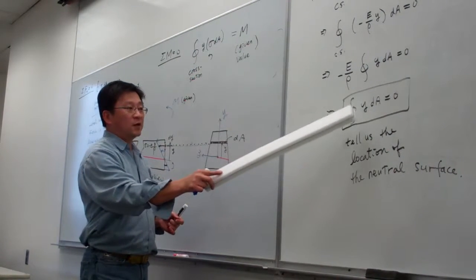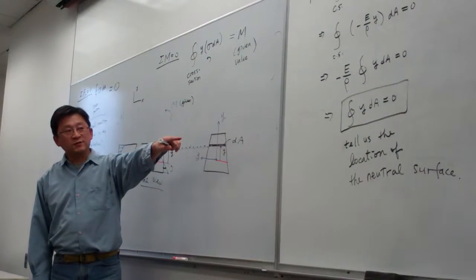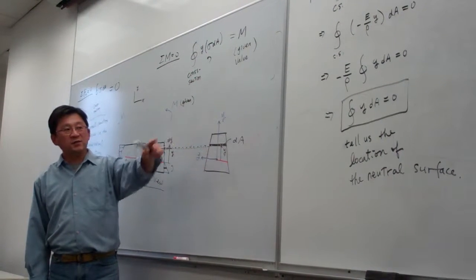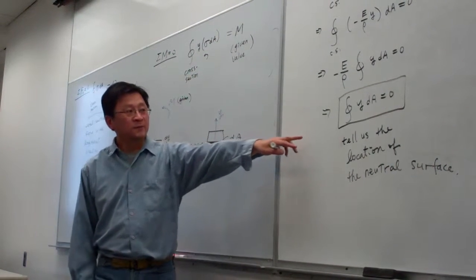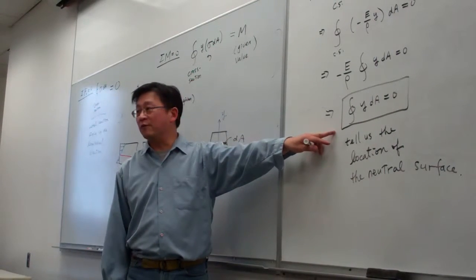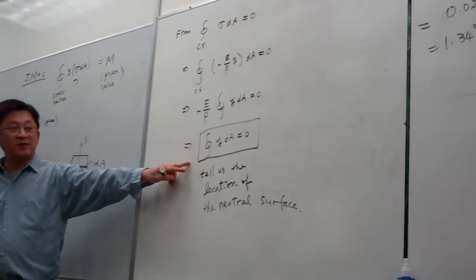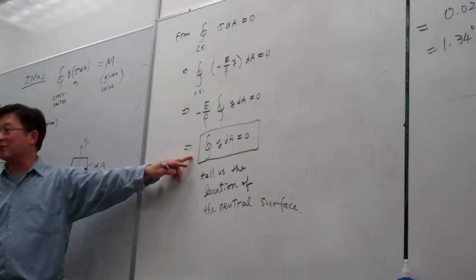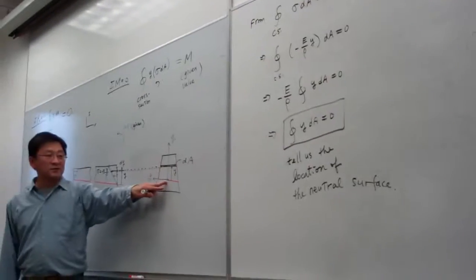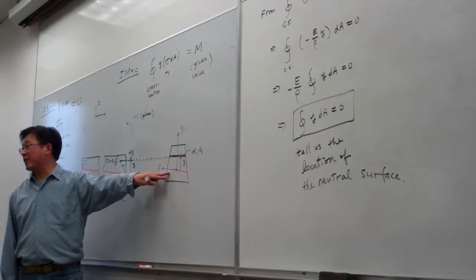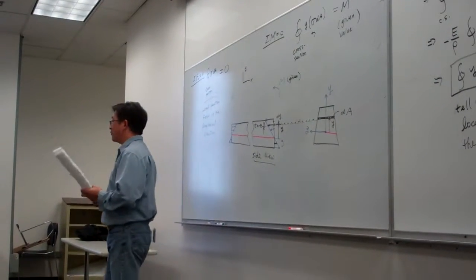And this equation tells us this: we take these integrations over these cross sections, and this integration is 0 when the origin is on that axis. From your statics, this is the equation for the centroid. Right? This equation tells us the location of the centroid. So in other words, the neutral axis will pass through the centroid. So right now we almost solve our question.